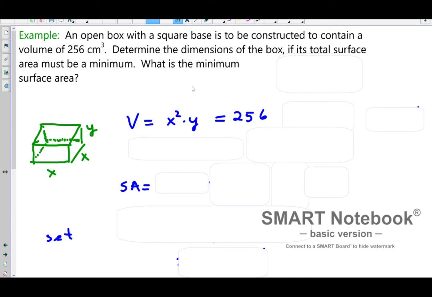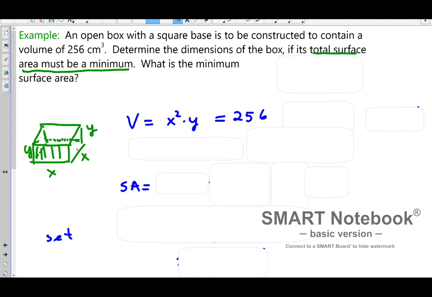What are we supposed to do? Okay, minimize. We're supposed to have a total surface area which is a minimum. So minimize the surface area. What is the surface area of this box? It's the sum of all the sides. So sum of the areas of all the sides. So this side, this is the area. It's X by Y.